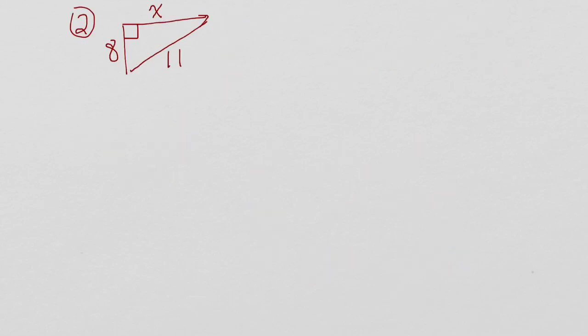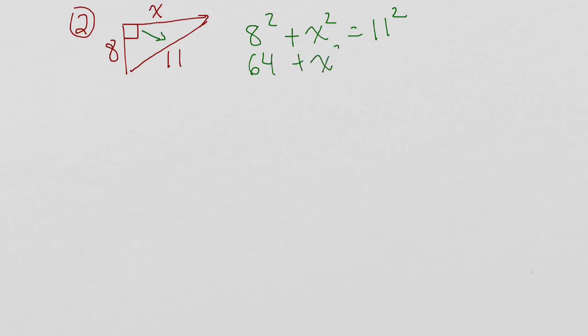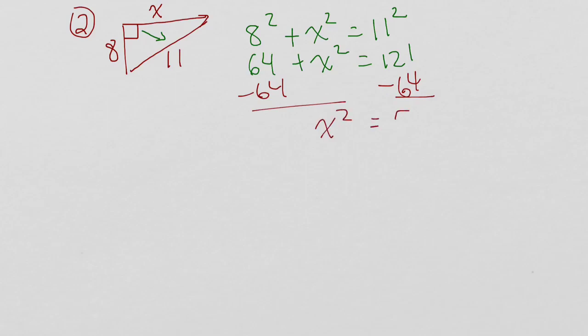Okay, again, if I ask you to solve this right triangle, the first thing you have to do is figure out which are the legs and which is the hypotenuse. Hopefully you figured out that you always know that the hypotenuse is opposite the right angle. So we're going to have 8 squared plus x squared equals 11 squared. And then calculating this, you get 64 plus x squared equals 121. Then you're going to subtract 64 from both sides, showing all your steps. You get x squared equals 57.